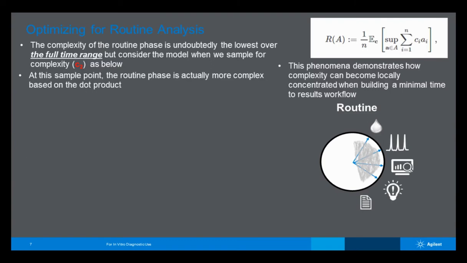Now, why do we bring this up? It's because it demonstrates an interesting phenomenon that exists in statistical modeling. That's one of the powerful tools of the Rademacher complexity: it actually shows that complexity can be localized and concentrated into certain areas. And while those certain areas would generally be more complex, it's going to result in the minimal time to results workflow. It actually can become less complex overall.